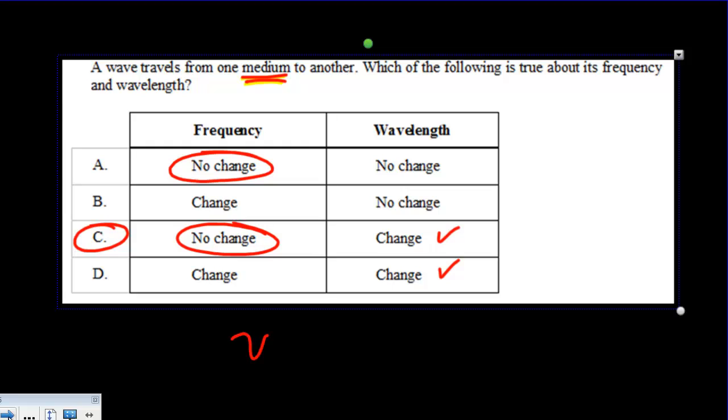So when we write v equals f lambda, the frequency was from the source, and that doesn't change at all. The speed did get changed because it was a different medium, and the wavelength just follows suit. So if I went to a medium where the waves were faster, then the wavelengths would be longer.